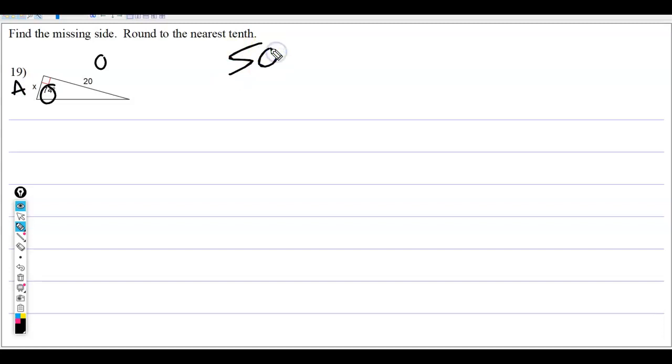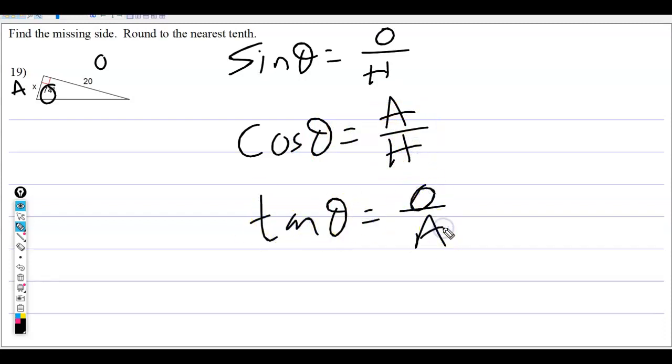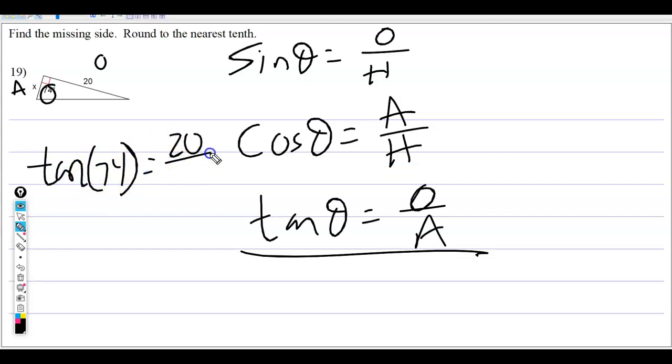The next thing I do is I ask myself, which of the following ratios would I use to solve this problem? Would it be sine as opposite over hypotenuse? Would it be cosine as adjacent over hypotenuse? Or would it be tangent is opposite over adjacent? Well, in this case, since we're dealing with opposite and adjacent, we're going to be using tangent. And so our setup will look like this. Tangent, the angle goes here. Opposite is 20. Adjacent is x.